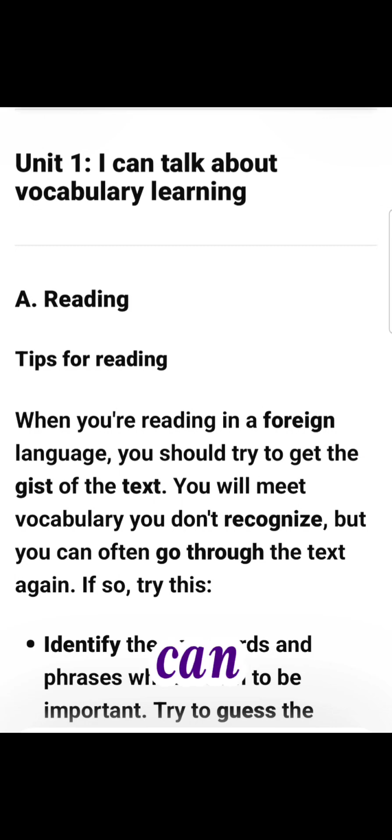Unit 1. I can talk about vocabulary learning. A. Reading. Tips for reading.